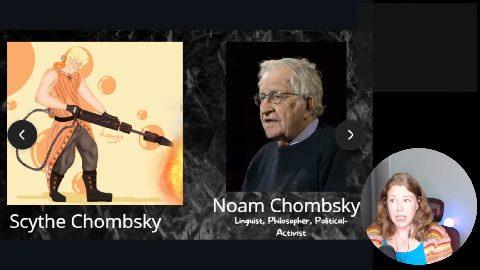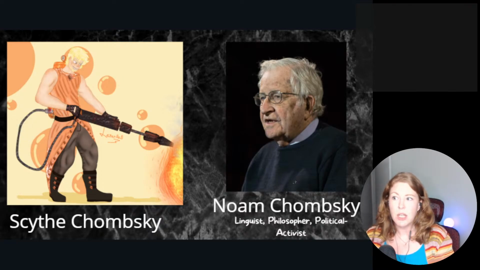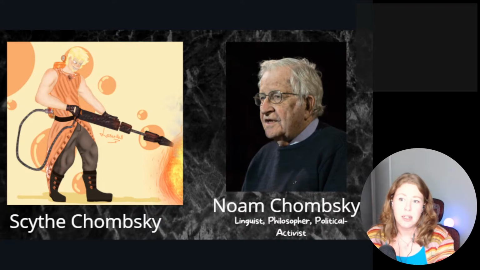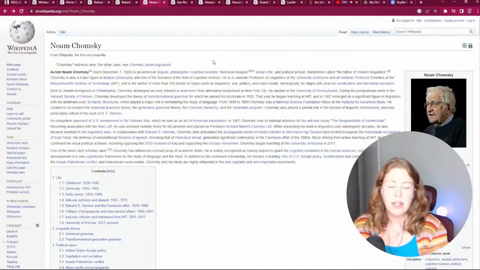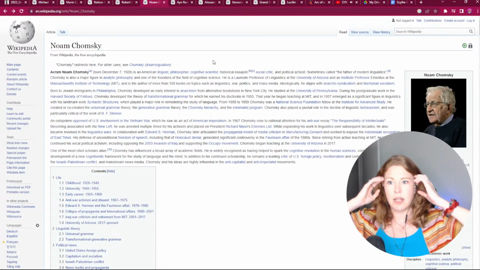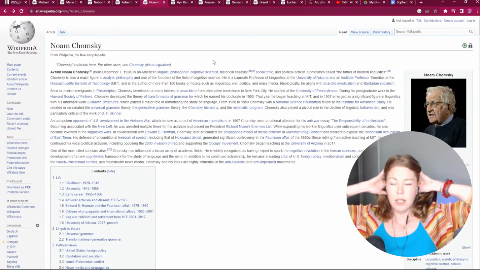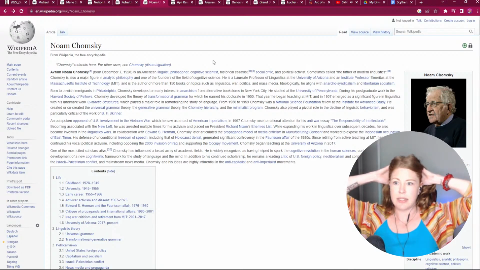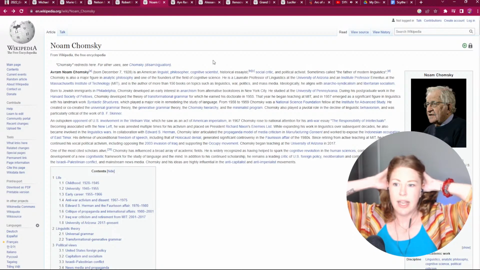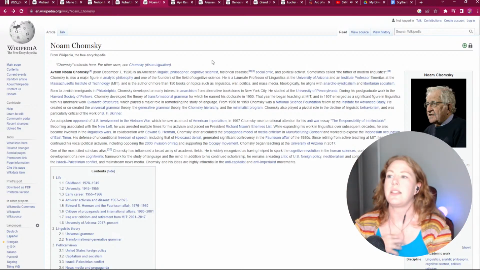So Scythe Chomsky comes from Noam Chomsky, who is a linguist, philosopher, and political activist. He's pretty controversial. Noam Chomsky is a fairly recent figure, not as old as some of the other ones that we've talked about so far. He was born in 1928, and he's currently 93. He's still alive. And he's a social critic.